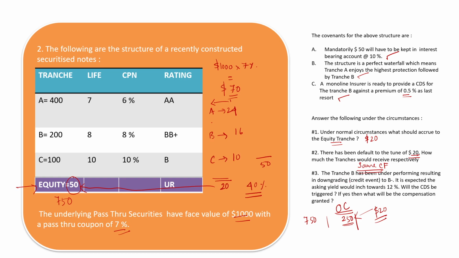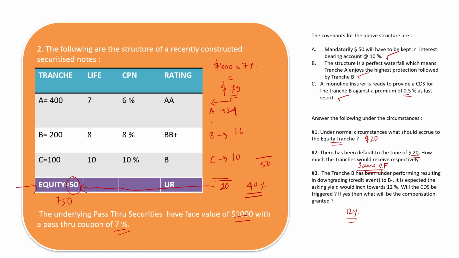The third question talks about if the tranche B has been underperforming, resulting in a downgrading from BBB to B minus. It is expected that because of this downgrading, the yield would notch up to 12%. Will the CDS be triggered? If yes, then what will be the compensation granted?